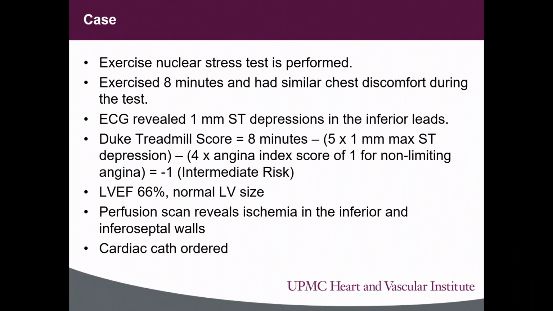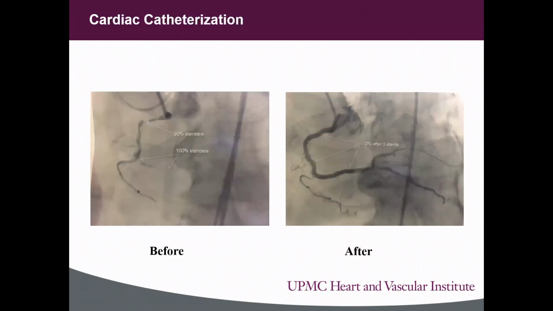To determine risk, we calculate a Duke treadmill score, and that equation comes out to 8 minutes for his exercise time, minus 5 times 1 millimeter for his max ST depression, minus 4 times his angina index score of 1 for a non-limiting angina, which equals -1, which puts him at intermediate risk. He had an LVEF of 66% with normal LV size, and the perfusion scan reveals ischemia in the inferior and inferoseptal walls. With all of this, a cardiac cath was ordered.